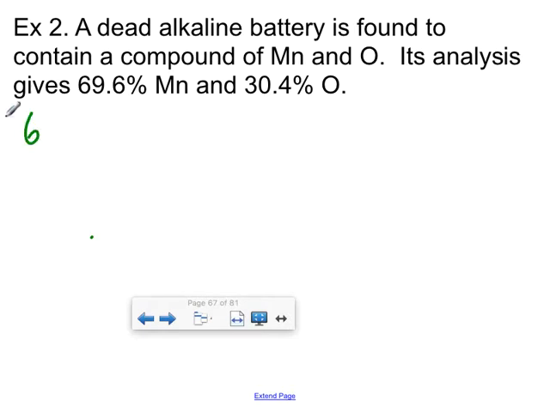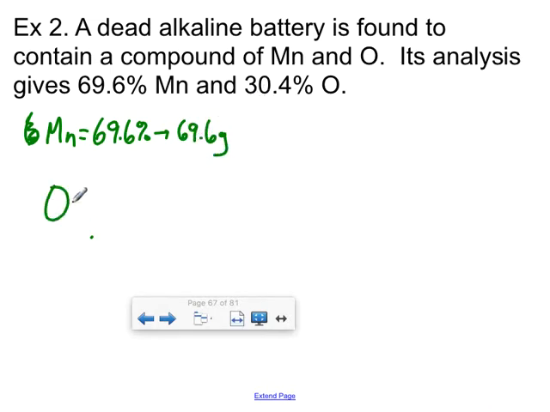I already messed up. I was going to write Mn. That's okay. Okay, here we go. Mn. So I have 69.6%. We're going to assume that I have 69.6 grams. And for oxygen, I have 30.4%, and I'm going to assume I have 30.4 grams. All right, there's the first step.